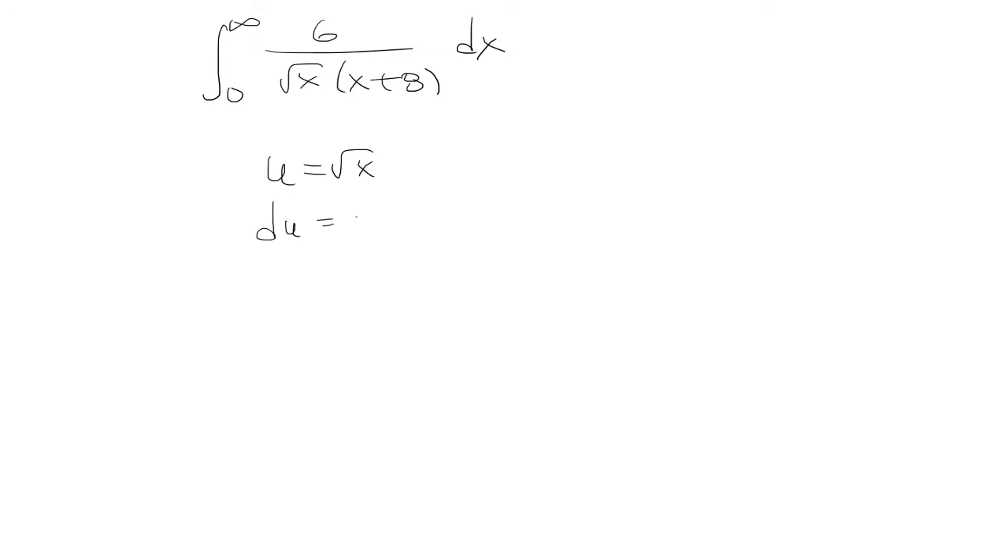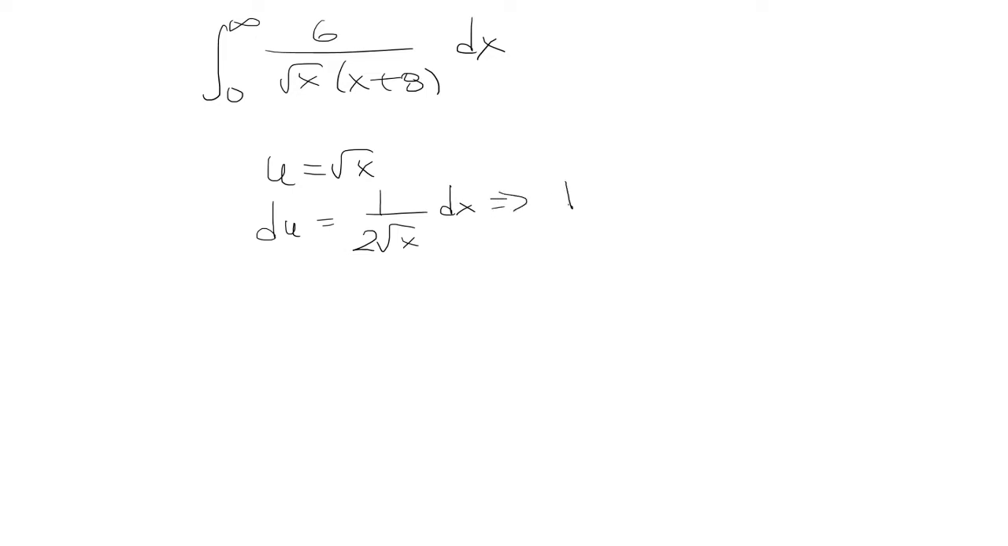I want to see if this integral converges or diverges. I have 6 over square root of x times x plus 8. First, we're going to make a u substitution. Let u equal square root of x. So du would be 1 over 2x root x dx.